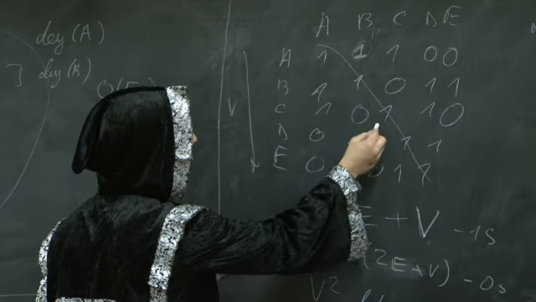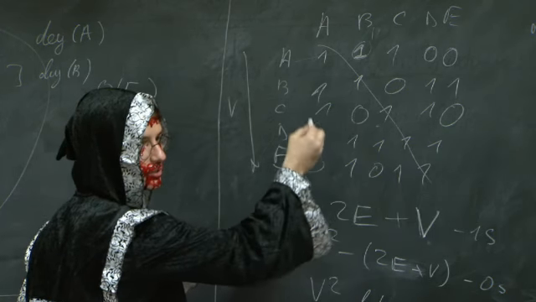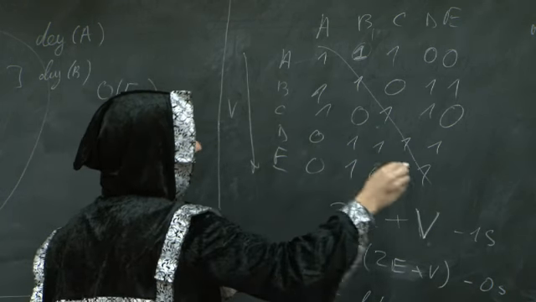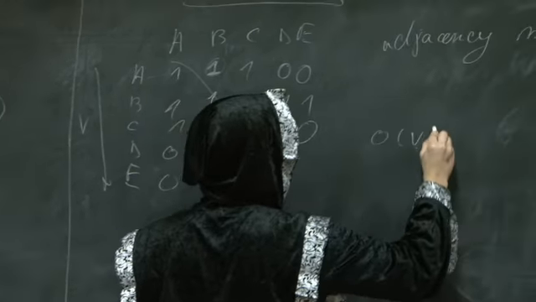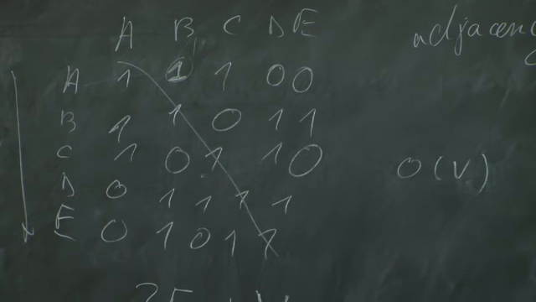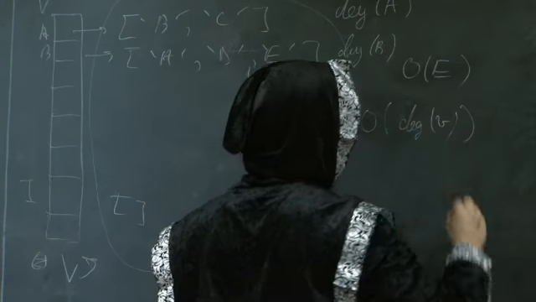But I have to go through the entire line in the matrix to see where I have my zeros and where I have my ones. So in order to list the neighbors, here this is straight up order V, whereas this is order of the degree of the node that I'm looking for.